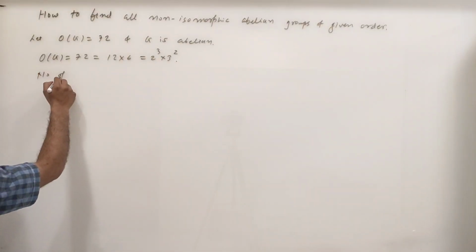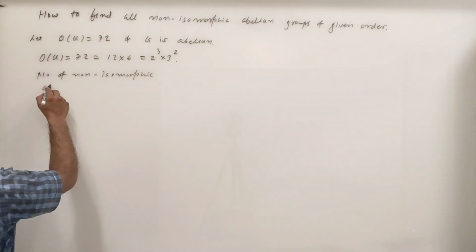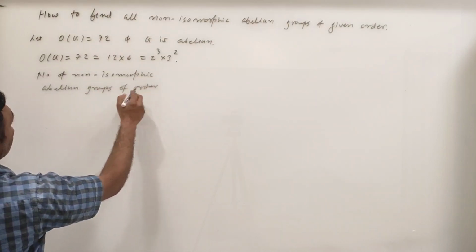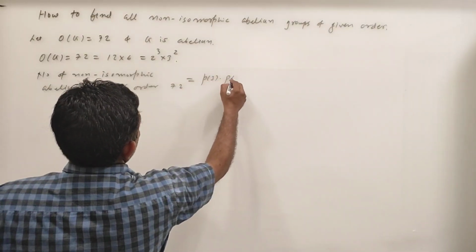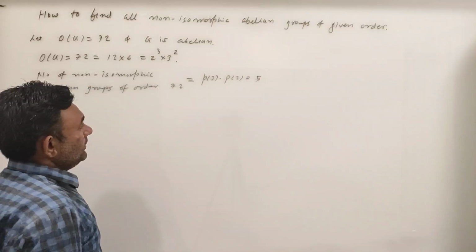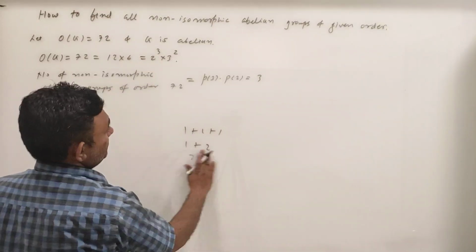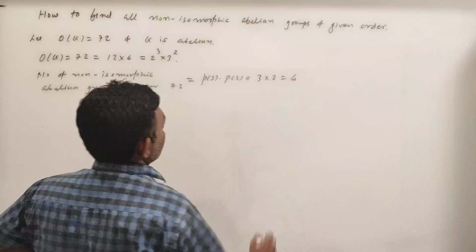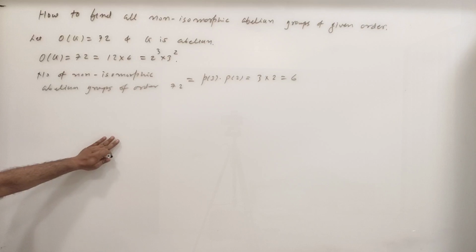So number of non-isomorphic abelian groups of order 72 is equal to P of 3 into P of 2, and P of 3 is what? Partition of 3 is 3: 1 plus 1 plus 1, 1 plus 2, and 3. So partition of 3 is 3 and partition of 2 is 2. So there are 6. So you will have 6 non-isomorphic groups of order 72.